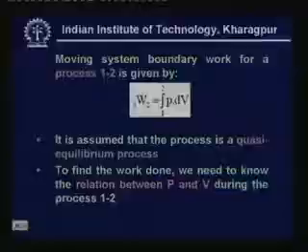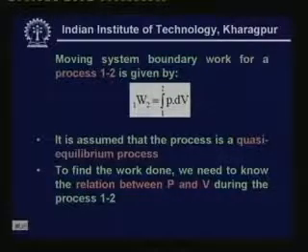Now, if you do not assume the process to be a quasi-equilibrium process, you cannot perform the integration, because you do not know what the relationship between P and V is during the process. So, in order to perform the integration, you must know the relation, that means the path must be known. So, this equation is under this assumption. And to find the work done, as I said, we need to know the relationship between P and V during the process 1 to 2.